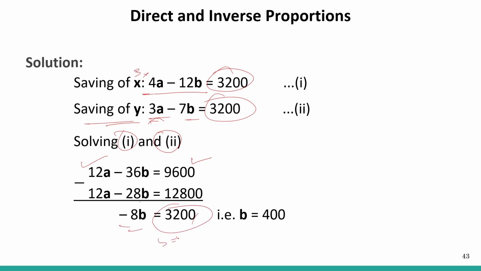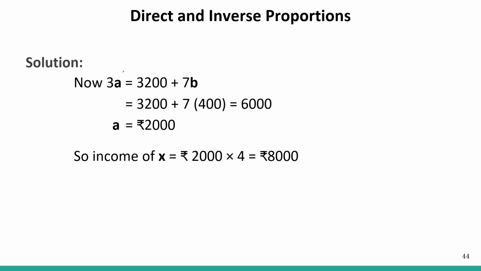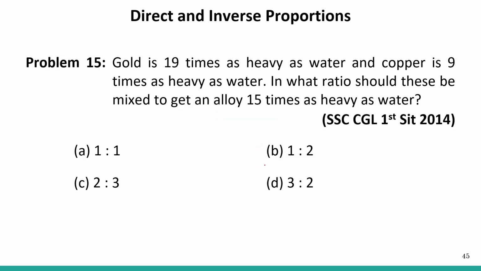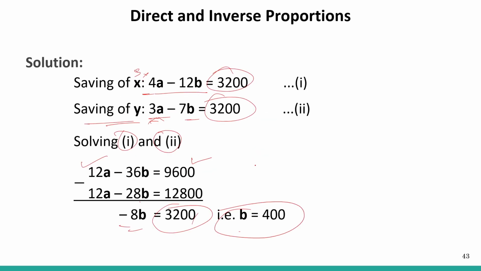So b is equal to 400, right? So b is equal to 400 is what we arrived at. So now 3a is equal to 3,200 plus 7b. So this will be 2,000 rupees in total. Okay, so income of x will be what? 2,000 into 4, because it is 4a, right? So it will be 8,000 rupees. So 8,000 rupees is the income of x.